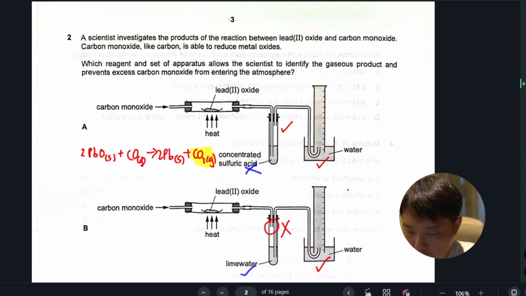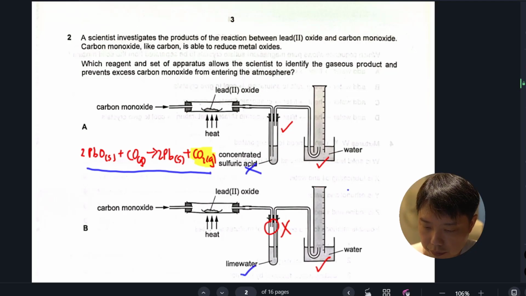Alright guys, let's move on to question 2. Okay, so this question is again about a gas collection. So there's a reaction between lead-2 oxide and carbon monoxide, which I've written out for you the equations. So there is a reduction of the metal oxide back to the metal itself, and an acidic CO2 is then produced. So they are saying which of the setup, right, with the correct reagent will allow the scientists to identify the gaseous product and prevent carbon monoxide from entering the atmosphere.